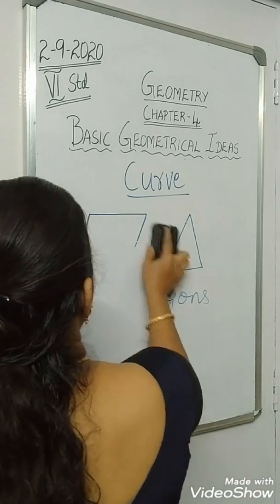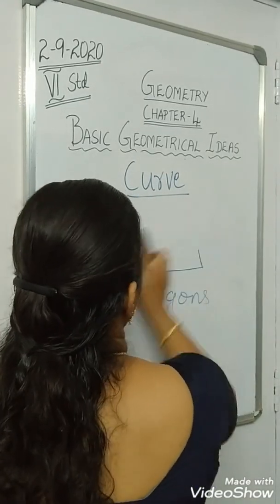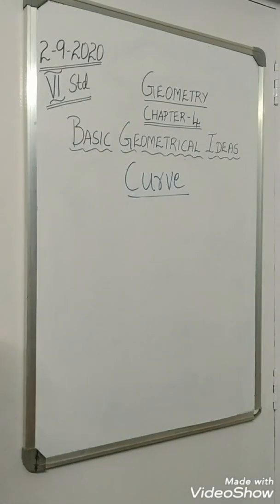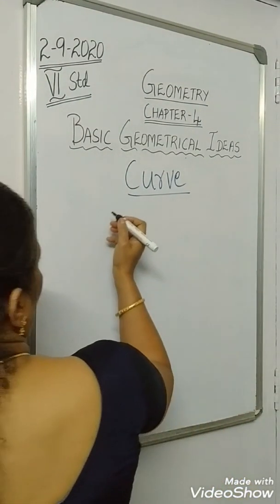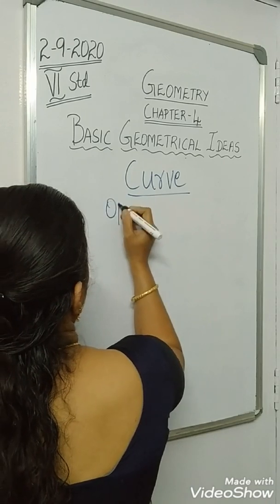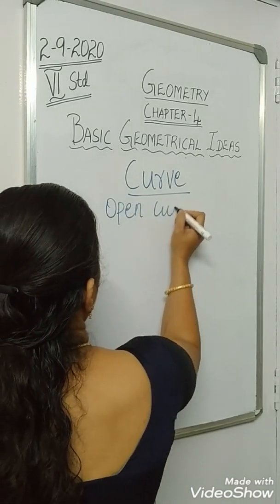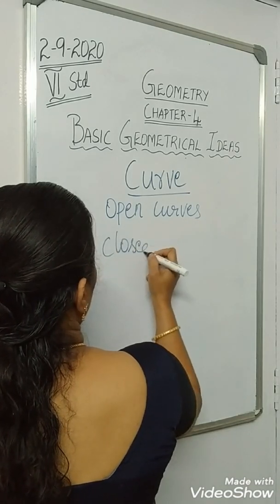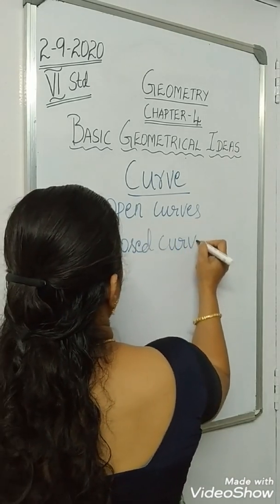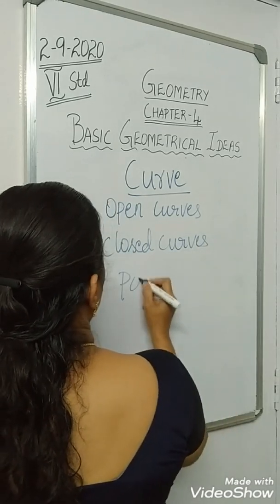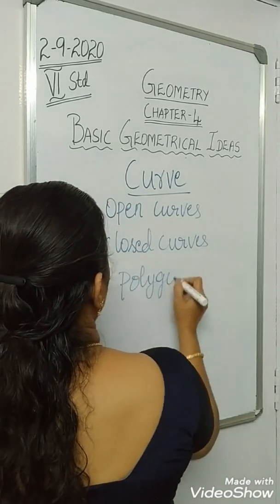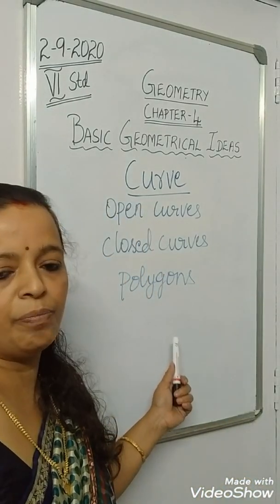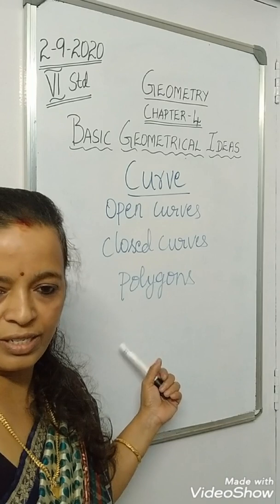So we learnt about curves, open curves and closed curves. And also we learnt about polygons. Hope it is clear, children. Polygons are the closed curves which are made up of only line segments.